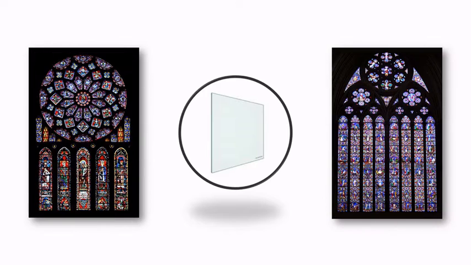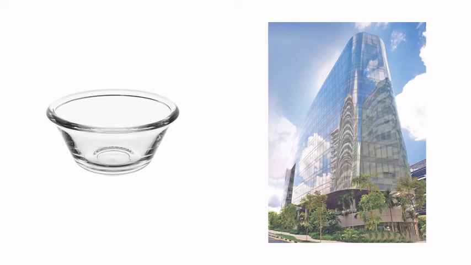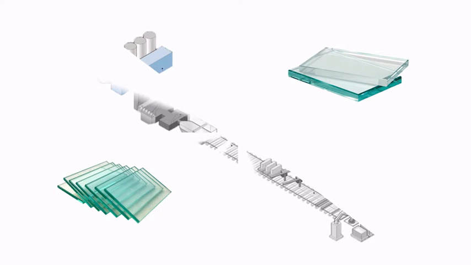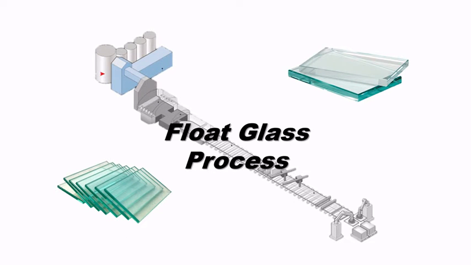Glass has been used for hundreds of years to decorate or construct objects and buildings. Today, the glass production process is a very complex set of operations to transform raw materials into glass. One of these processes is the float glass production process.